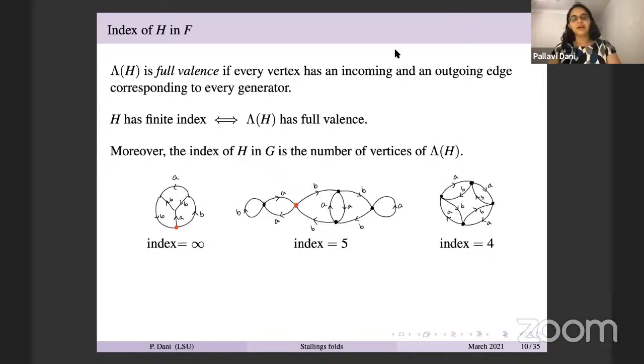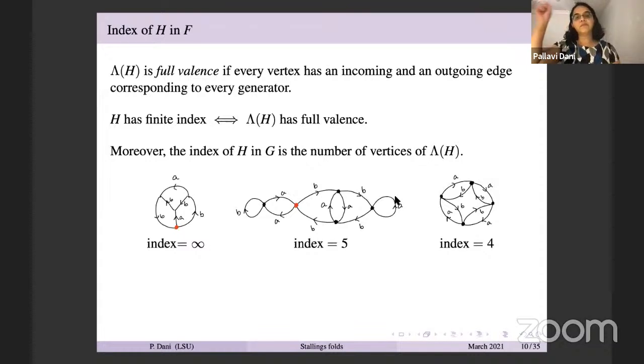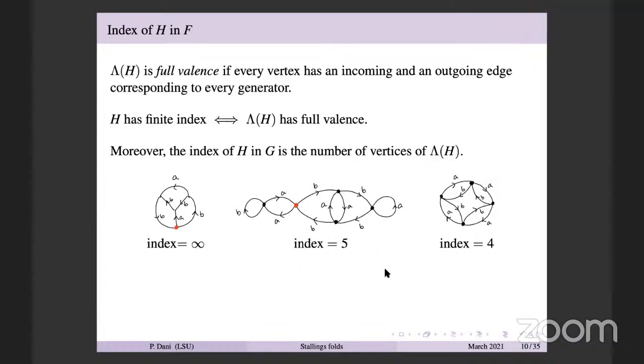Okay, thank you. Yeah, so full valence is independent of the set of generators. It only depends on the group, is it? Yeah, it only depends on the supergroup, the free group F. Right, the free group F had generators A and B, and so now we just have to have that local information at each point. Sorry, did you say that H is really the fundamental group of lambda H? Yes. Okay, so that makes sense.